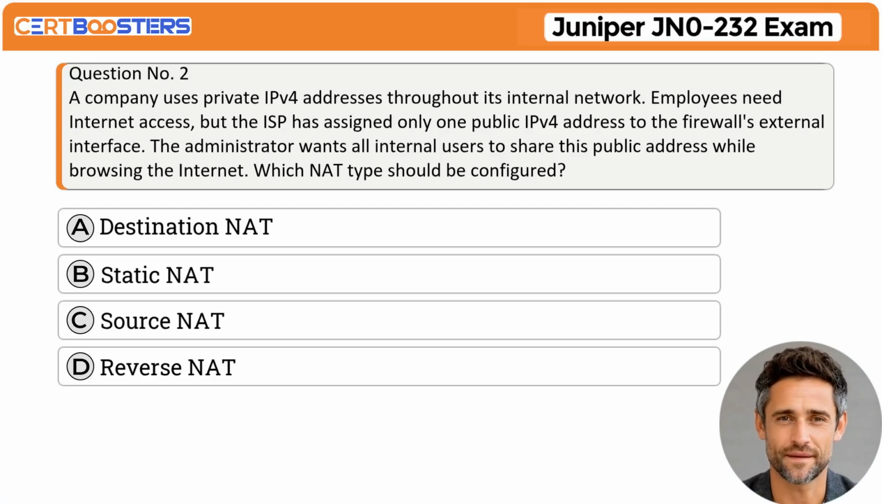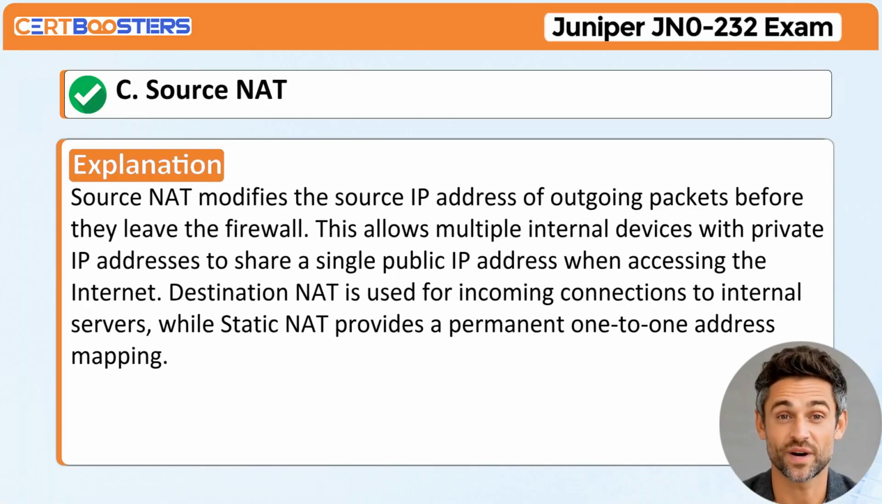Question number 2. A company uses private IPv4 addresses throughout its internal network. Employees need internet access, but the ISP has assigned only one public IPv4 address to the firewall's external interface. The administrator wants all internal users to share this public address while browsing the internet. Which NAT type should be configured? A. Destination NAT. B. Static NAT. C. Source NAT. D. Reverse NAT. Correct answer: C. Source NAT.